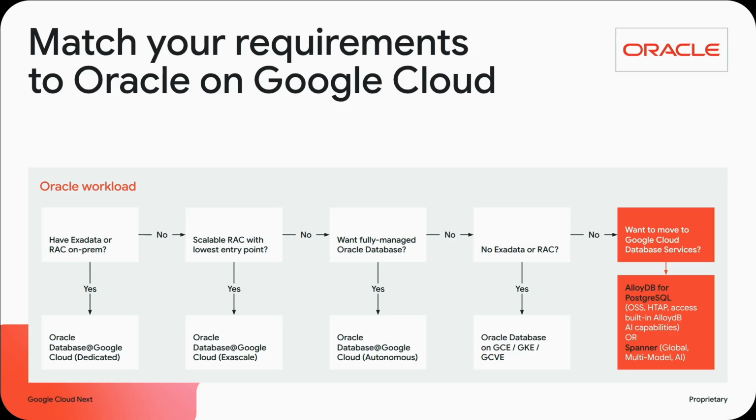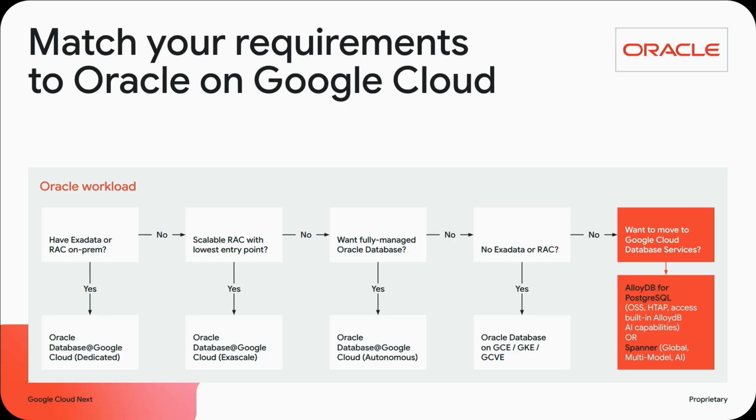If you want a fully managed Oracle database, we have Oracle Database, or you can run Autonomous Database on Google Cloud. But you might say, I don't have RAC, I don't have Exadata, I don't want fully managed, I just need a place to run Oracle database. Fine. You can bring it to GCE, GKE, GCVE. You have that option there. And the fifth option is, you might say, hey, I want to modernize. I want to take it to open source. I want to use Google Cloud services. We have that option too.